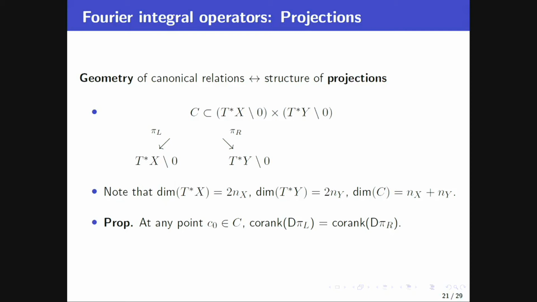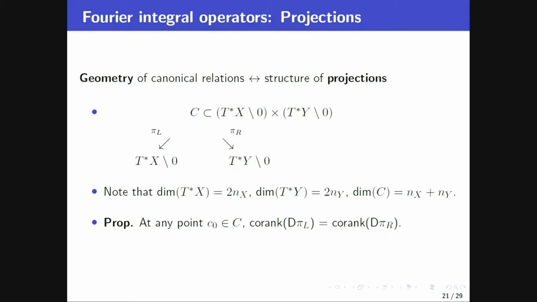Since it's a subset, a submanifold of the product space, it makes sense to look at the projection to the left and to the right, pi L and pi R. And we're going to consider these projections as maps between sets of the same dimension or different dimension, and we're going to study these projections. So let's look at the dimensions here. C has dimension nx plus ny, dimension of T star x is 2nx, dimension of T star y is 2ny.